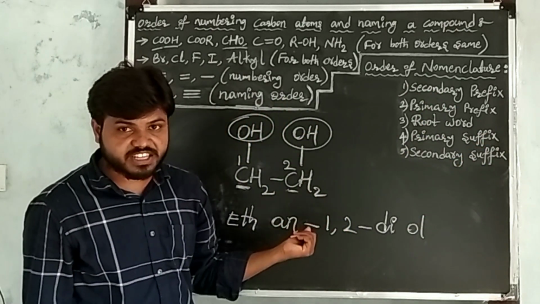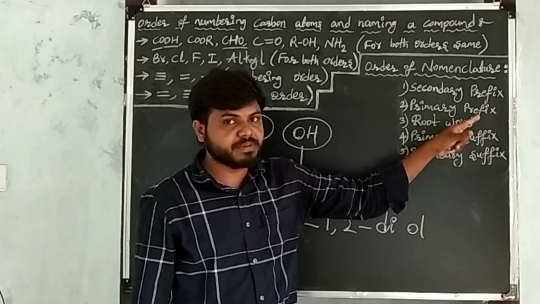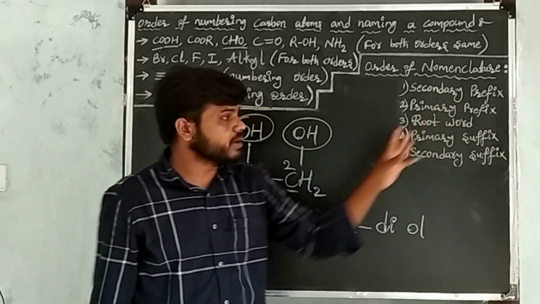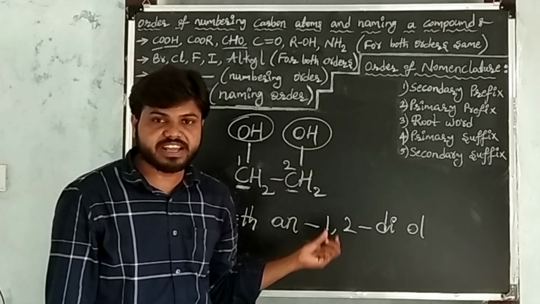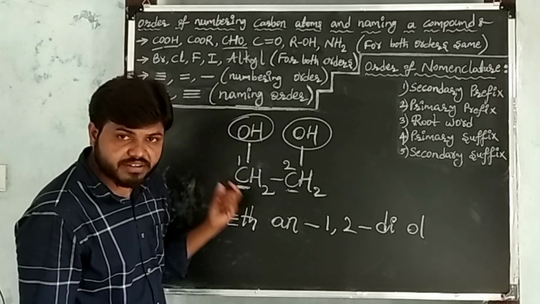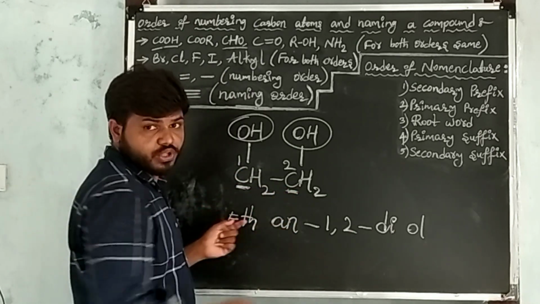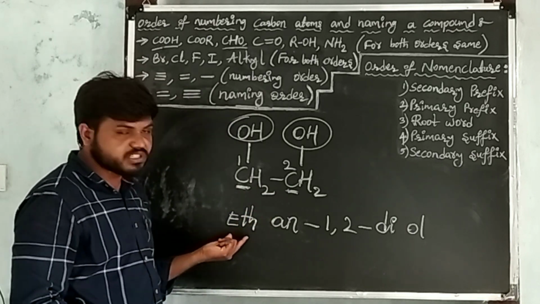Secondary prefix is not there. Substitutes are not there. That's why go to the primary prefix. Primary prefix means cyclic. Cyclic is also not present, then go to the root word. Root word means number of carbon atoms. In the given carbon compound, 2 carbon atoms are there, 1 and 2. Write the root word of 2 carbon atoms, that is eth.